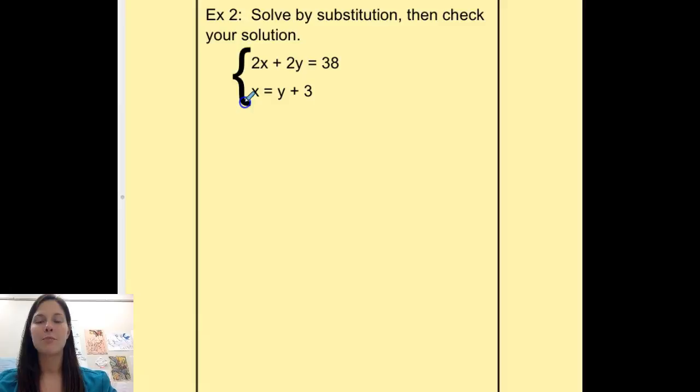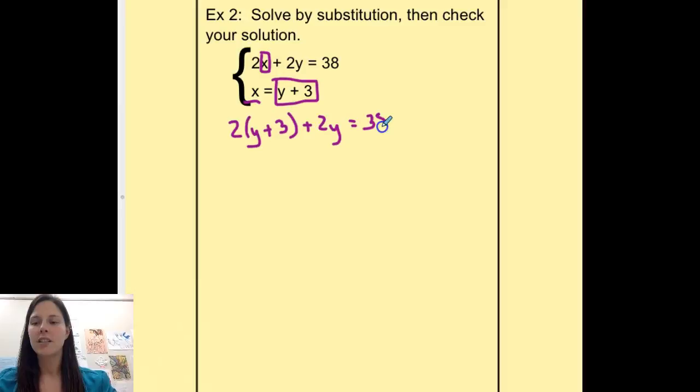Next example, same process. This time I have x alone in my second equation, so I'm going to box what x equals, and in the first equation I will only put x in the box. X has a coefficient. We are not replacing the 2. 2 is not a variable. We're replacing x, and then I'll use my parentheses, I'll need distributive property on this one, with y plus 3, because x equals y plus 3. Finishing that first equation, plus 2y equals 38.